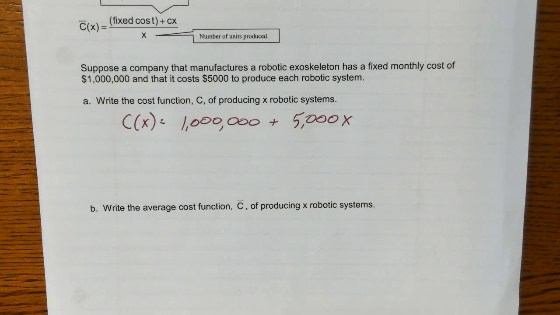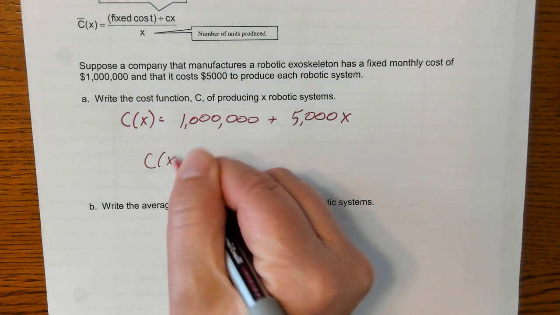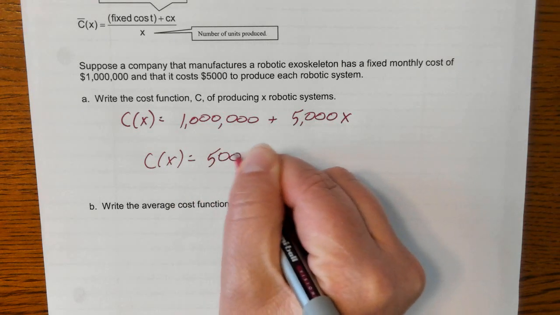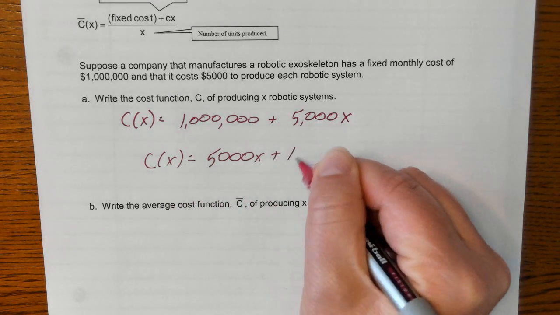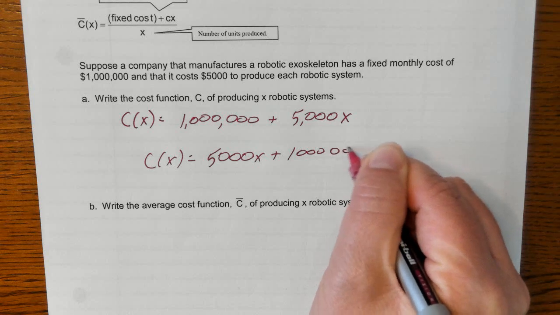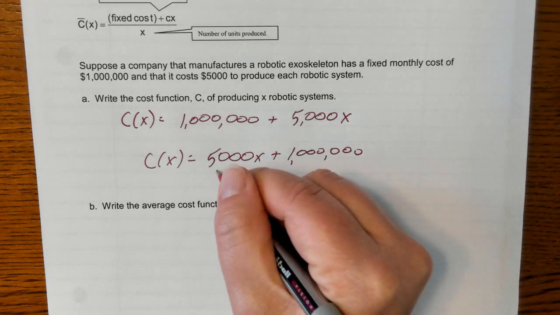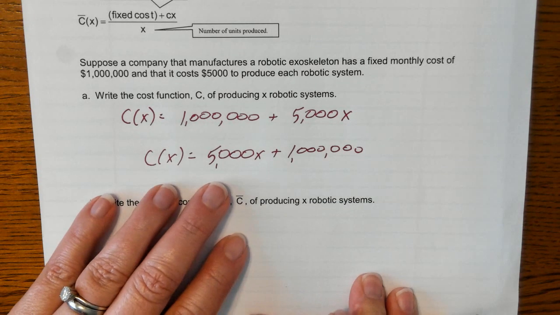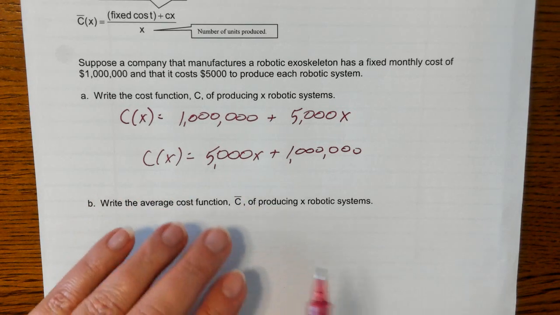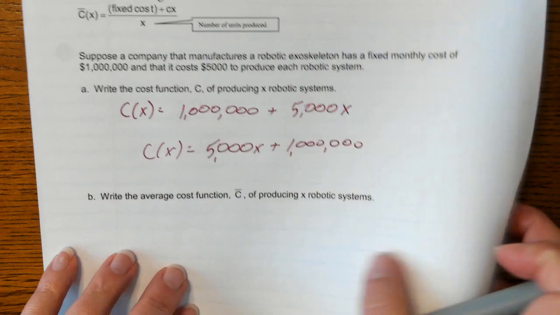Some people like to reverse those, and you could do that. You could call it 5,000x plus the $1 million, if you'd rather write it that way. It doesn't really matter. That's our C of x, their cost function. This is how much money they are spending.